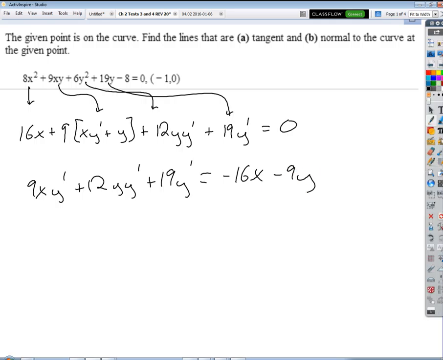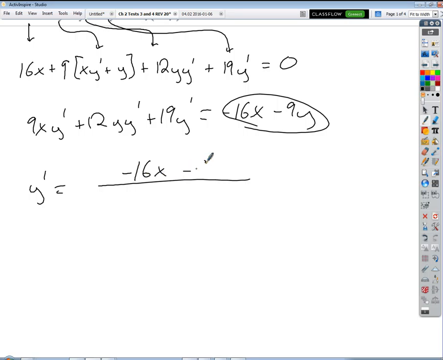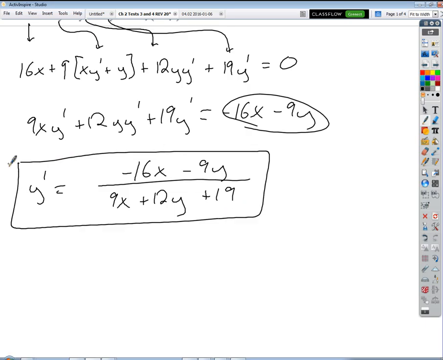And then we just factor out a y prime and divide the rest away. So then we get y prime equals, well, there's my numerator, right? And my denominator would be just all that stuff with the y primes factored out, right? So 9x plus 12y plus 19. Okay. So there's the derivative.